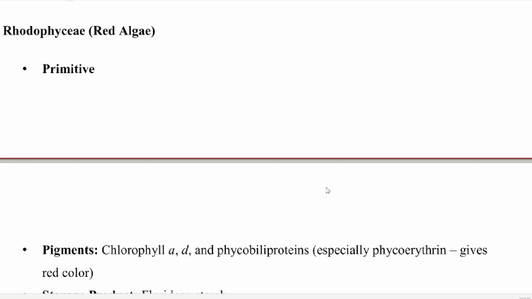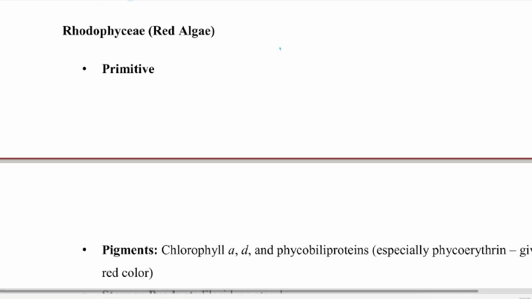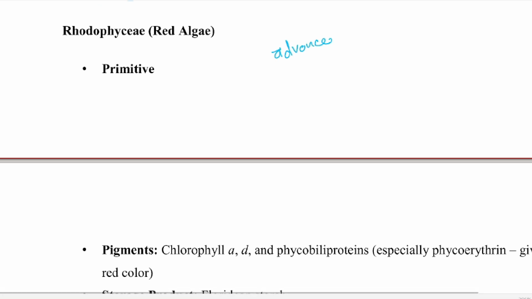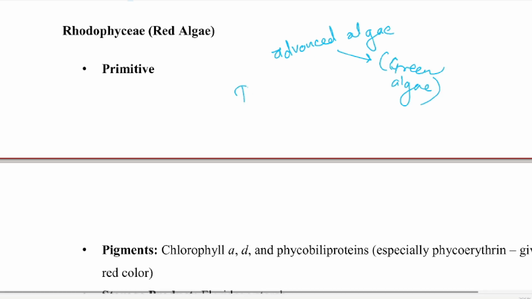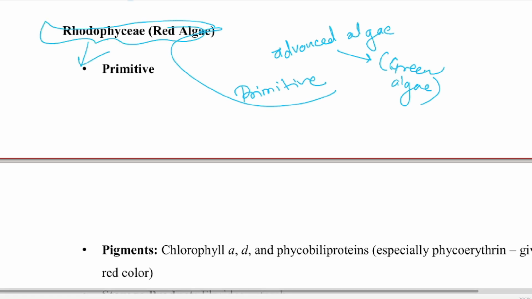And now talking about another algae, that is Rhodophyceae. As I have already mentioned that if there is an objective question that which of the following is the advanced type of algae, then the ancestral algae, that is green algae, will be your answer. And if you are asked that which of the following is the primitive algae, then your answer will be Rhodophyceae, commonly called as the red algae. Got it?